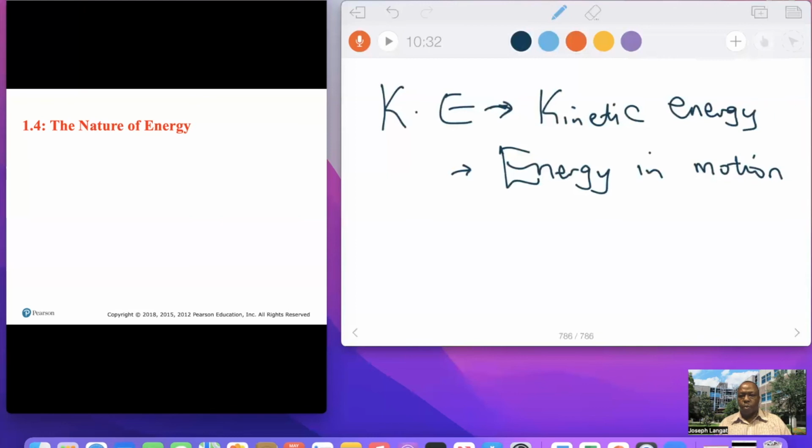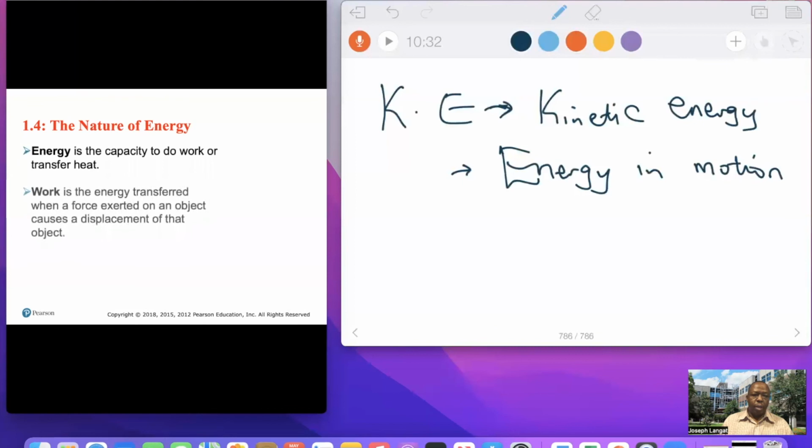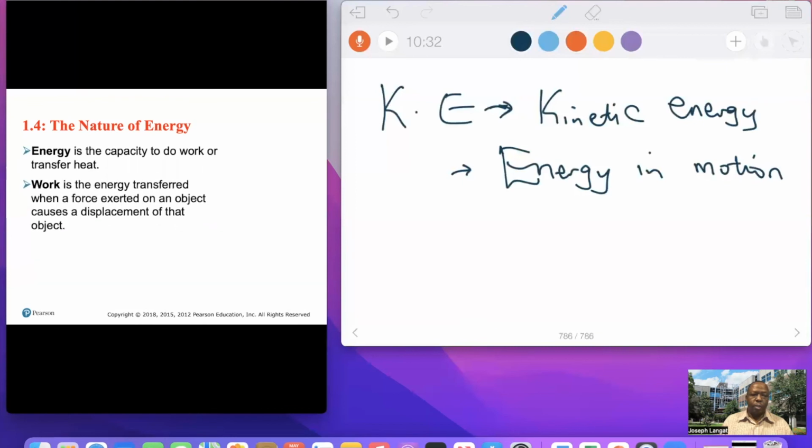If someone is moving and you stand in their way, they might knock you off because of the energy possessed by the moving object, right? Now, we can calculate the energy of a moving object. But before we do that, there are two other terms we need to understand. Work, which is simply the transfer of energy when force is exerted on an object.